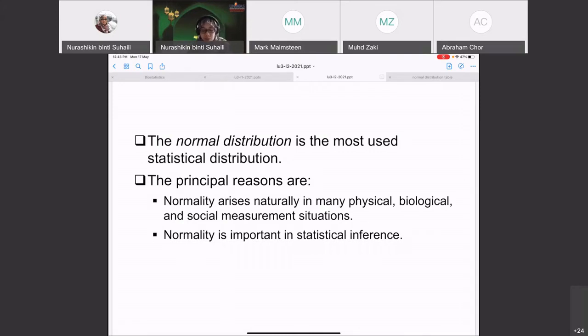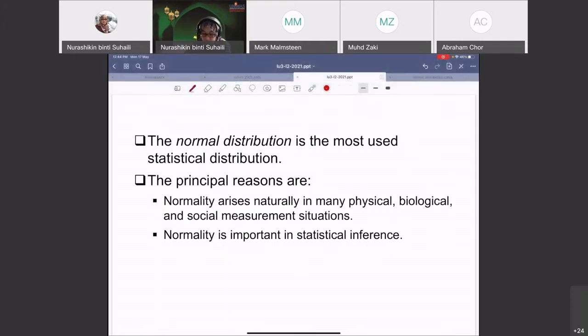Okay, but to say that it's more common than any other distribution, the principal reasons are: normality arises naturally in many physical, biological, and social measurement situations. Normality is important in statistical inference. Because in anything, actually, the average value is always something that is in the middle.